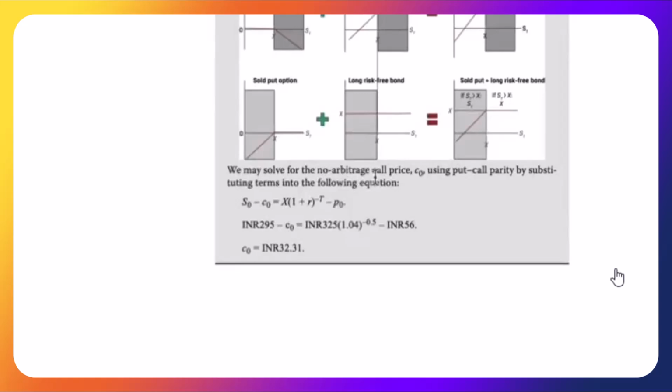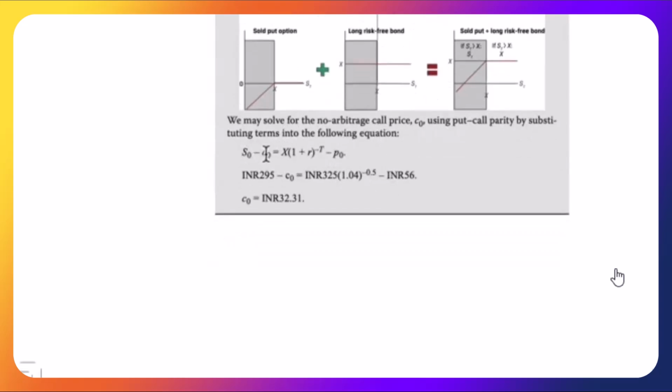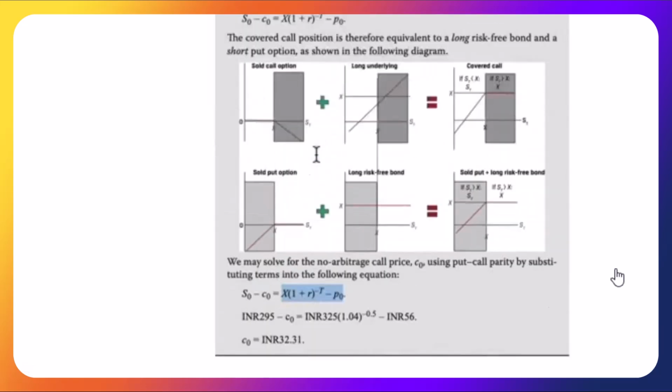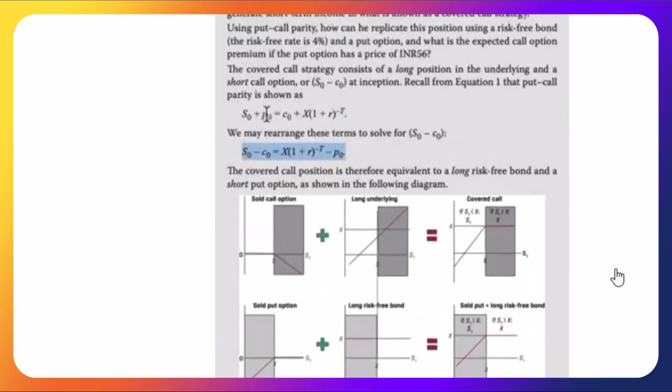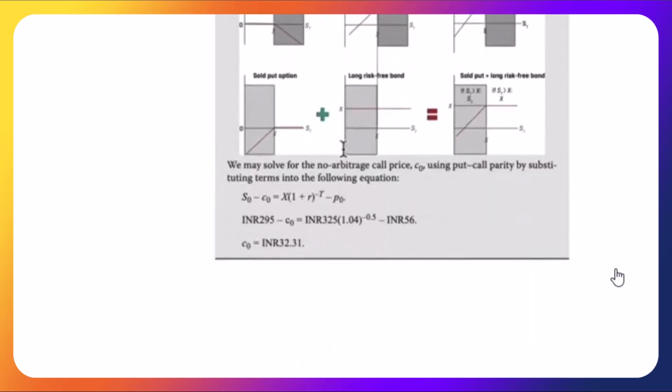We may solve for the no arbitrage call price using put-call parity by substituting into the following equation. S0 minus C0, this is the covered call, and this is the put. This is this equation here as opposed to this one here. It wouldn't matter which one you use. You could mix them all up. You basically have 3 knowns with an unknown. It wouldn't matter. Anyways, here we go. We get 3231. This is just plugging in numbers and solving for an equation.